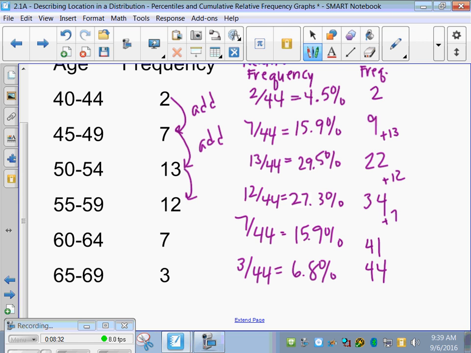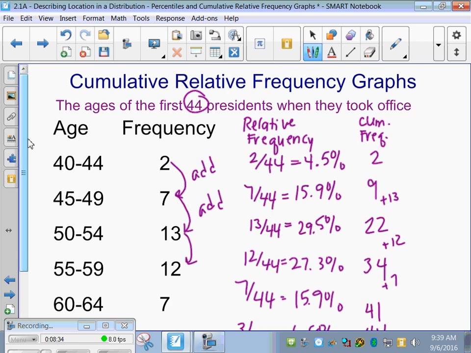Okay, so we should always end at 44. Now we're going to do our percents. So it's cumulative relative frequency, because relative means the percent. I'm going to abbreviate here. So I would do 2 out of 44. So again, my first percent stays the same. And this is the most important column. Okay. Then I would do 9 out of 44. Or you could add your percents right here, and we get 20.5%.